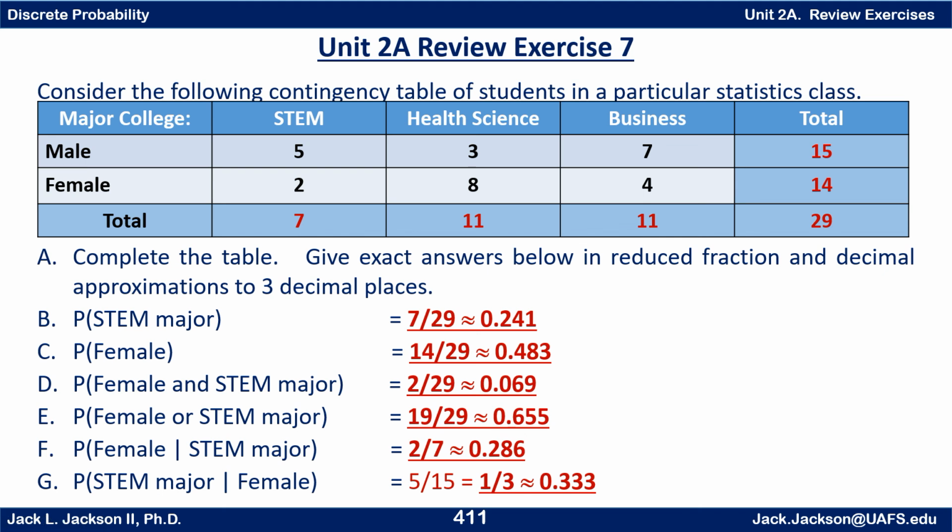Notice it's different if you go backwards. The probability of a STEM major given female. Notice here that it is still 2 students who are both STEM and female. That goes in the numerator. But this time the denominator is the number of female students, which is 14. So we're restricting ourselves to the female row here. 2/14 reduces to 1/7, which is approximately 0.143.